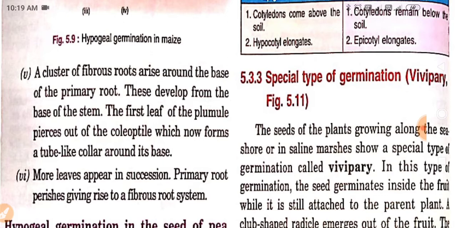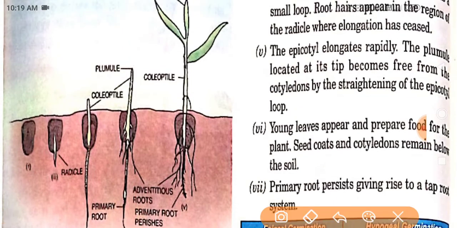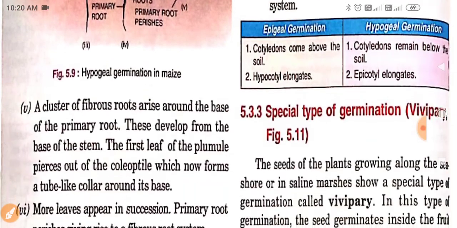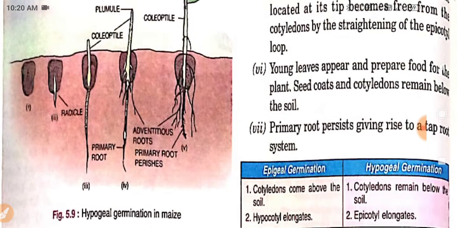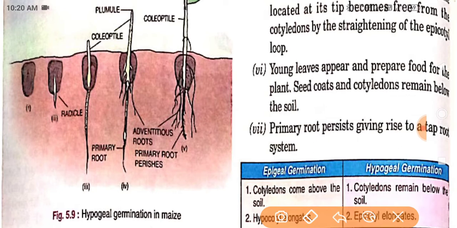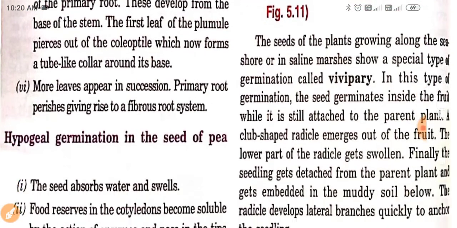The first leaf of the plumule passes out of the coleoptile, which now forms a tube-like collar around its base. You can see that tube-like collar around its base also. More leaves appear in succession. Primary root persists, giving rise to a fibrous root system. So you already know that in monocotyledonous plants a fibrous root system is found. There is no main root, only fibrous or adventitious roots are found.